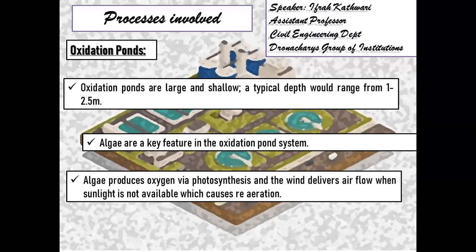So what happens in oxidation ponds? What are these oxidation ponds? These are again in the form of ponds, or we can say depressions. These are large and shallow, and the depth of these ponds is around 1 to 2.5 meters. Now, I'll show you one picture of the oxidation ponds, which is this.